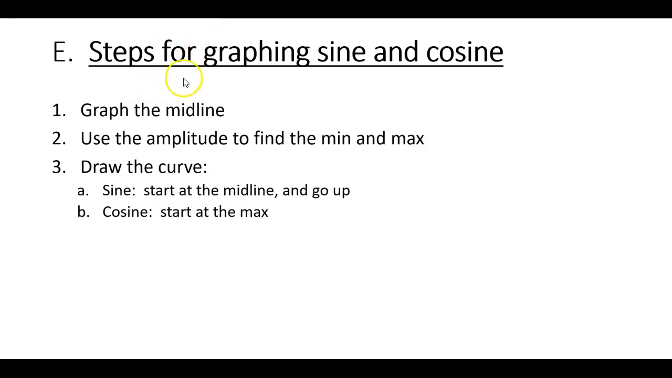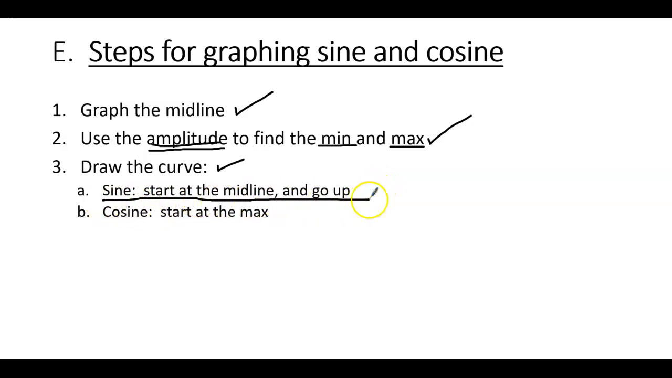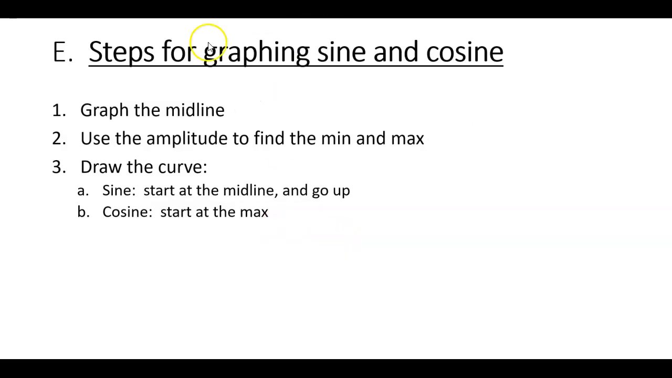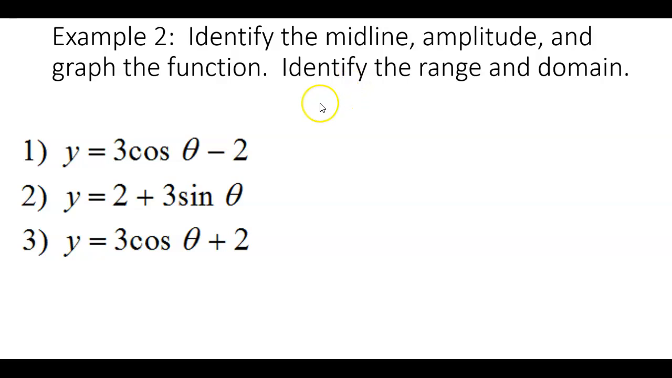And here are some steps now for graphing sine and cosine functions. So the first thing we're going to do is identify and graph our midline. Then we're going to use our amplitude to find our minimum and maximum. So once I know where my midline is, all I have to do is add my amplitude to it and subtract my amplitude from it to find my minimum and maximum values. And then we're ready to draw our curve, but as we do that, we have to remember that sine starts at the midline and goes up, cosine starts at the max and goes down. So let's put all the stuff that we just talked about to work for us to actually create a graph now.